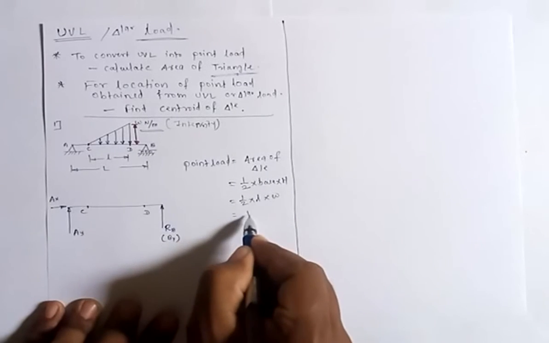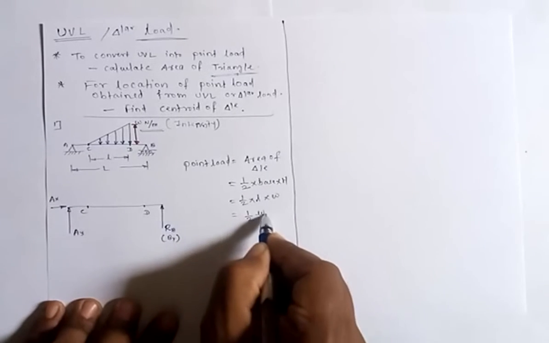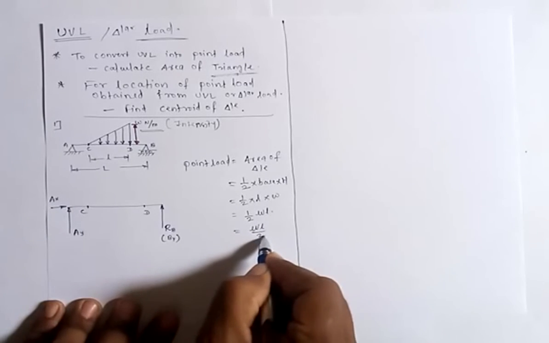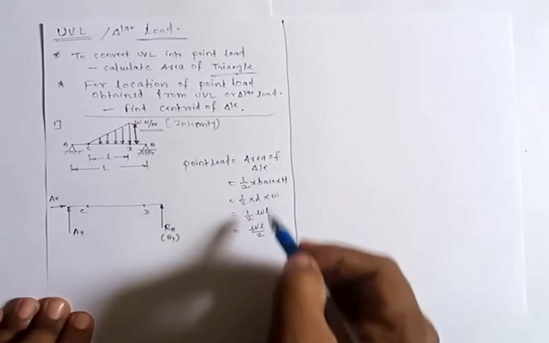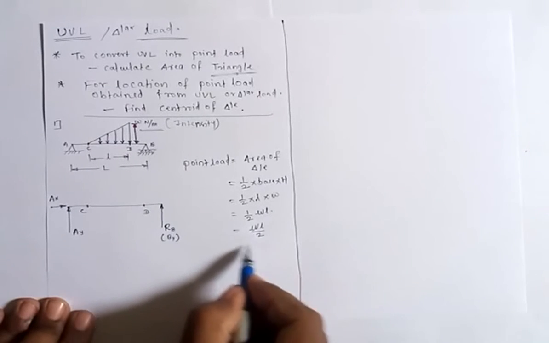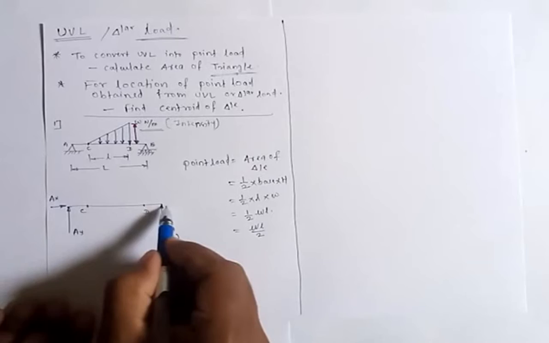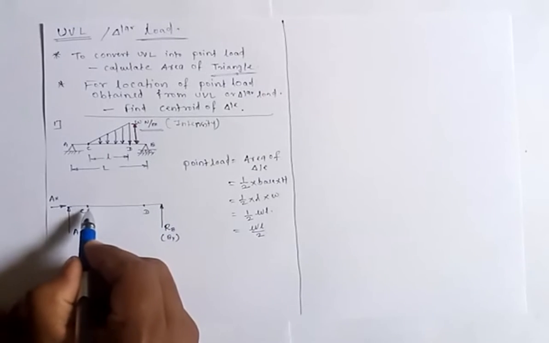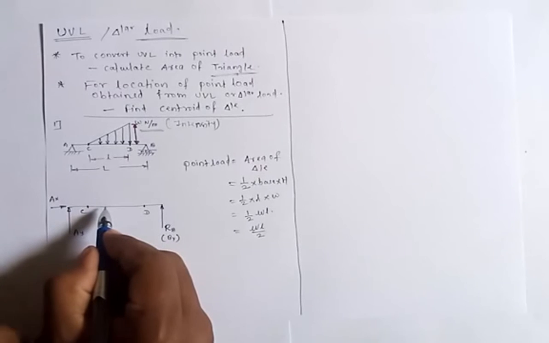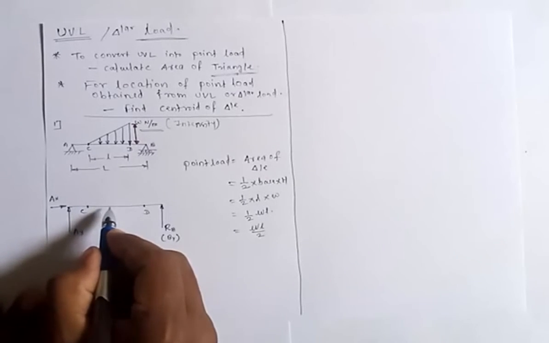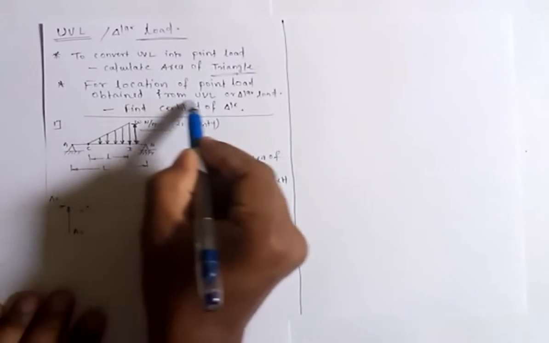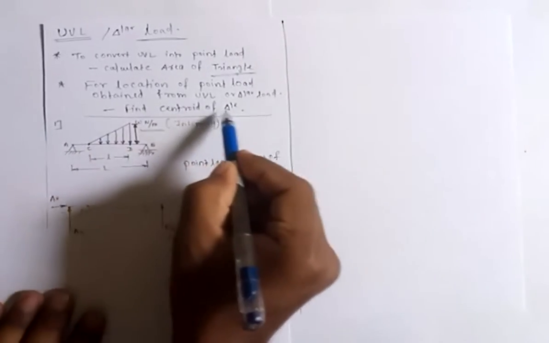So this becomes half WL, or we can also call it WL by 2. So this is how you can convert the triangular load into point load. Now, where exactly will this point load be acting on this beam? Definitely we know that it will be acting between C and D, but we don't know the exact location of this point load. But I have told you that for the location of the point load obtained from the UVL, find the centroid of the triangle.